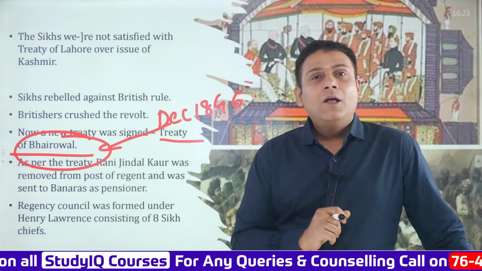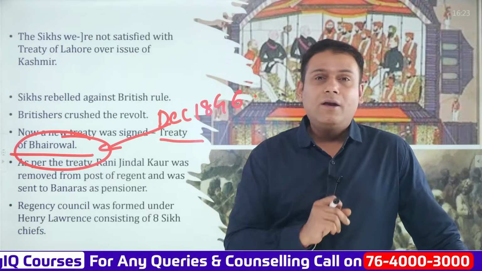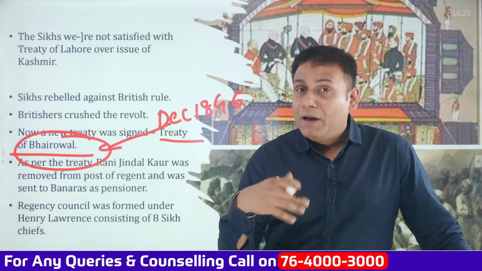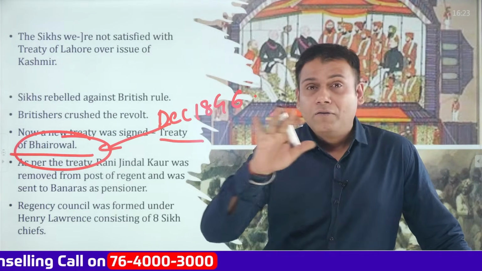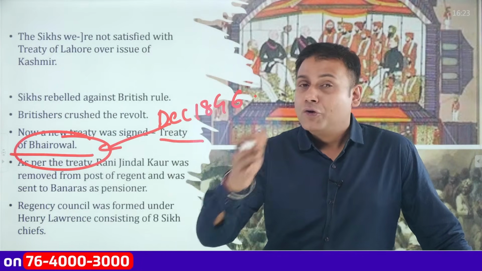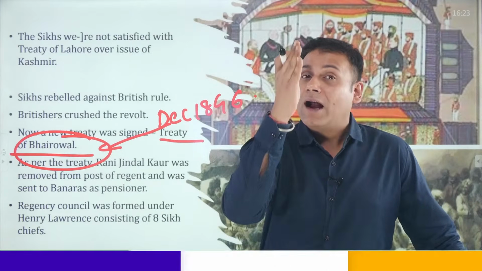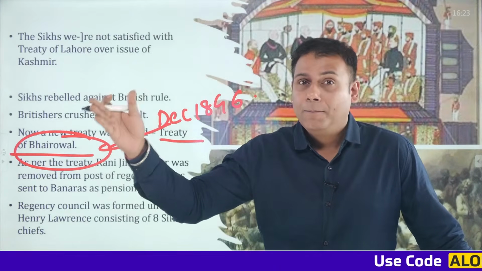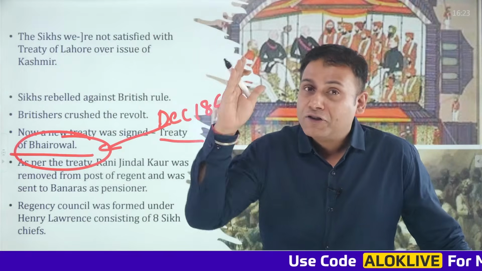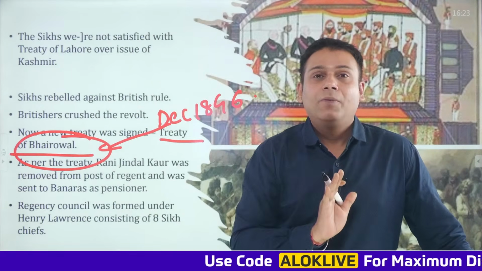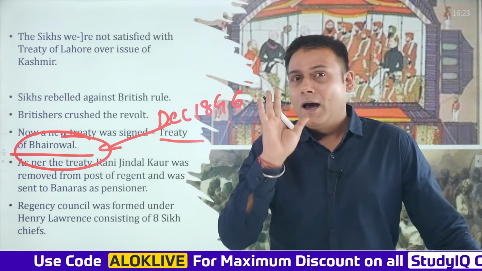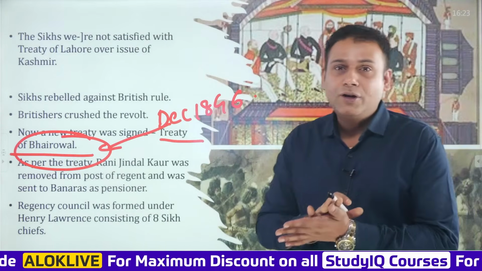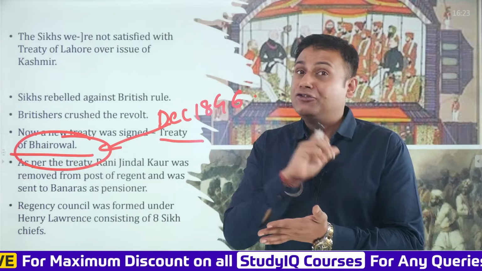Okay. So now, as per this treaty, the English East India Company believed that Maharani Jindal Kaur was the reason for the instigation of the Sikh rebellion. So Maharani Jindal Kaur, who acted as regent for her son, Maharaja Dalip Singh, was removed from the post of regent and sent to Banaras as a pensioner. Now she will be getting a pension and is no longer the regent.